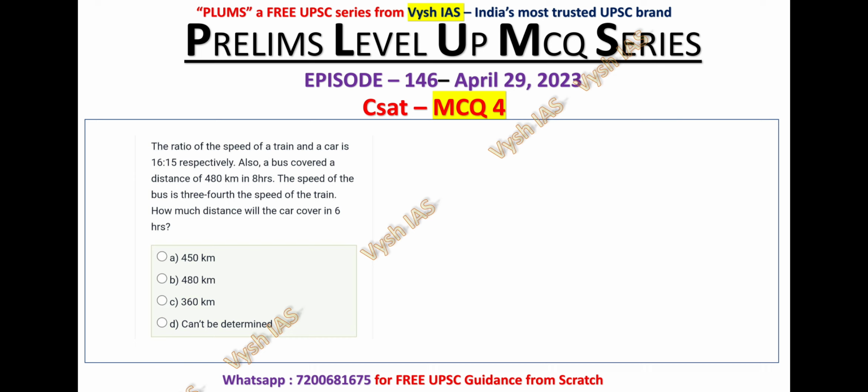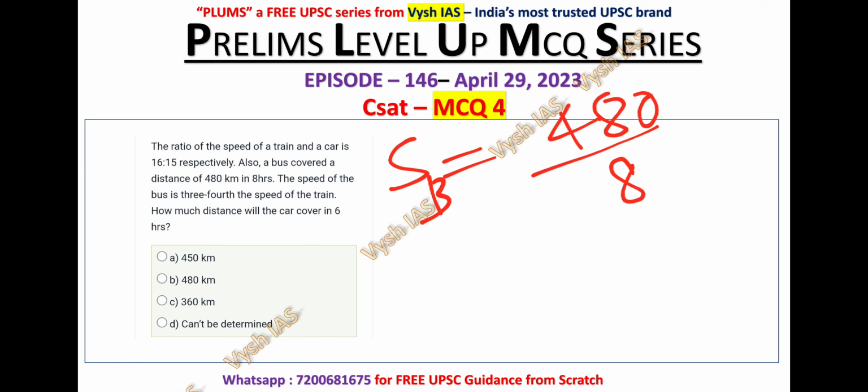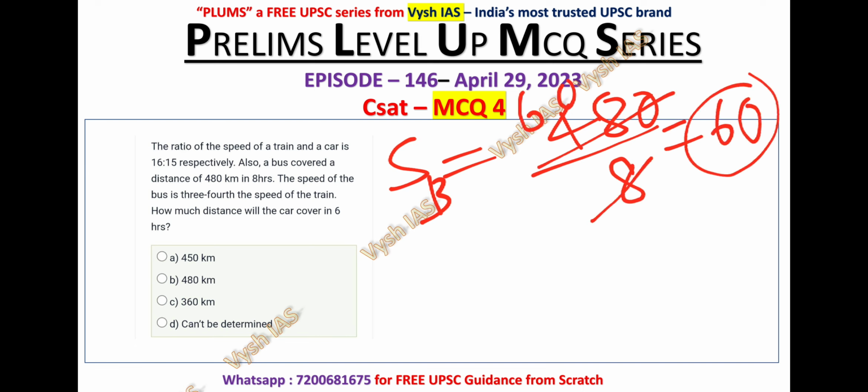So we have to find the speed of the bus. Speed of the bus is nothing but speed is equal to distance by time. The distance it travelled is 480 by 8 hours. 8 6s are 48. So 60 km per hour is the speed of the bus. The speed of the bus is 3/4 the speed of the train.